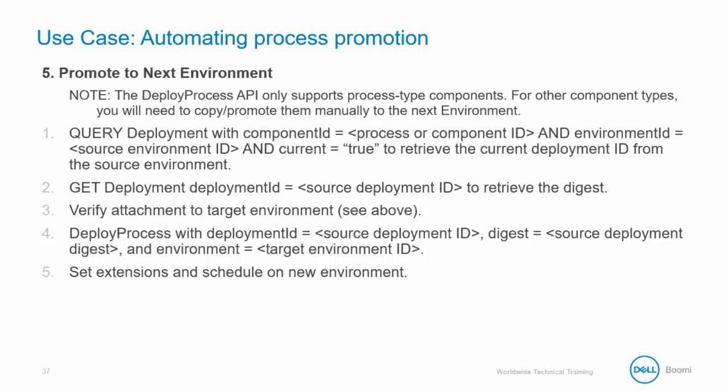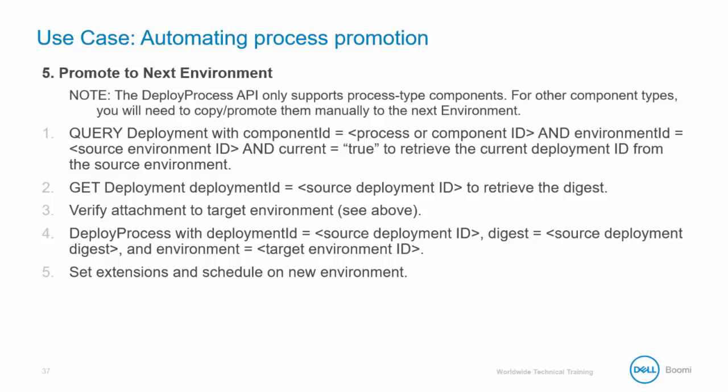And the fifth and final step would be to promote to the next environment. And this note is important to mention, the deploy process API only supports process type components. For other component types, you will need to copy and promote them manually to the next environment. First, you can query the deployment object with the component ID and the environment ID and current equal to true to retrieve the current deployment ID from the source environment.